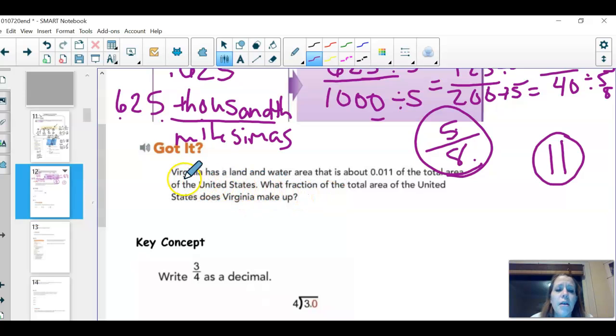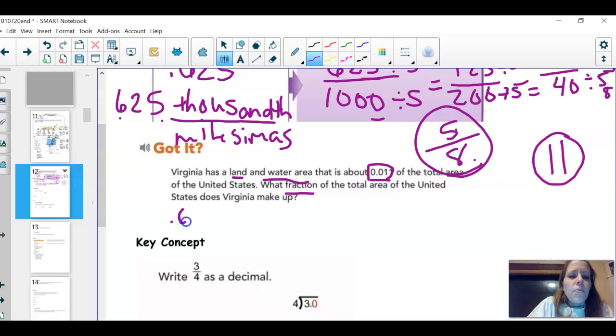Ok, so it says Virginia, este es un estado en los Estados Unidos, it's a state in the United States, has a land and water area that is about 0.011 of the total area. What fraction of the total area of the United States does Virginia make up? So I'm taking this, which is the land and water, and I'm changing it to a fraction. Y entonces tengo un decimal y tengo que cambiar este a una fracción. Okay, so try that. Okay, remember to pause it, rewind if needed to see how to do it.